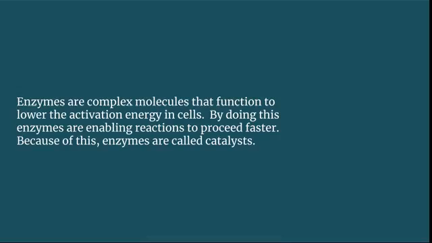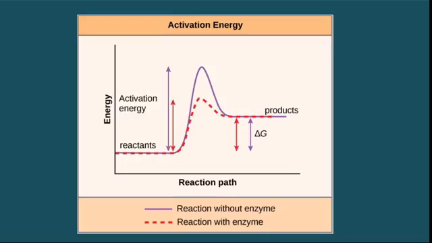Most enzymes are globular proteins, and by doing this, the enzymes are enabling reactions to proceed faster, and because of this, the enzymes are called catalysts. Here's a chart that just depicts the activation energy. The solid purple line is the reaction without the enzyme, and the red dotted line is the reaction with the enzyme. As we can see here, the activation energy is lowered with the enzyme, and that means that it just allows it to happen quicker. There's not as much needed.